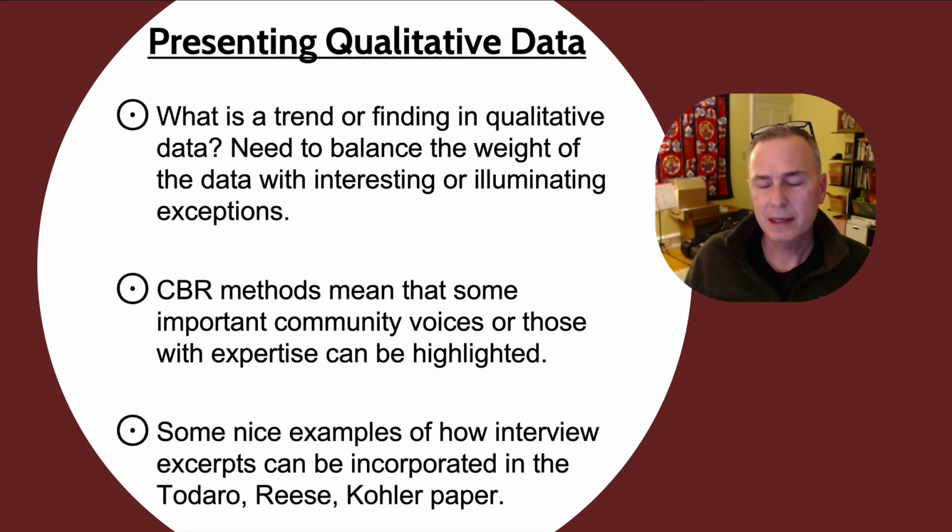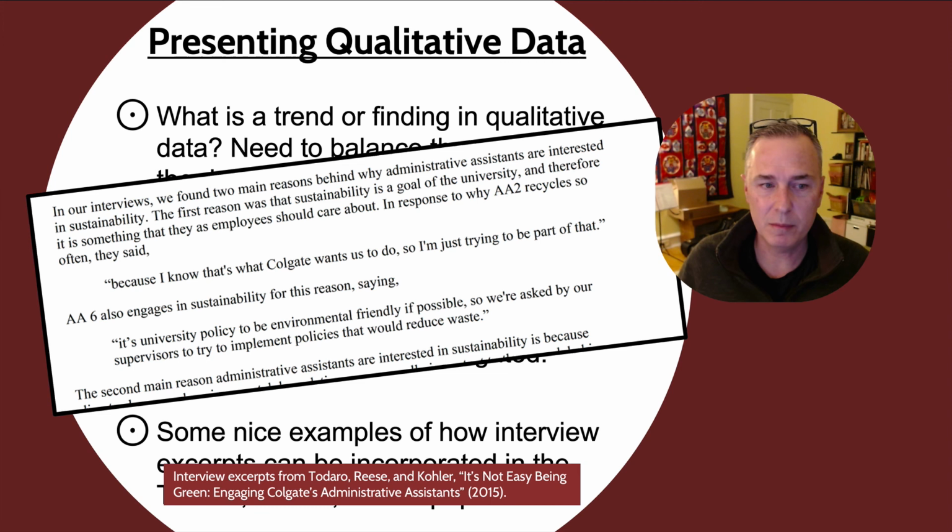Then in the end, I know I keep going back to the same paper, but I think they did a really good job of having a mix of quantitative and qualitative information in their study of administrative assistants. So let's see a couple more examples, in this case reporting from some of the interviews they did with administrative assistants. Here's one where they gave some data about why the administrative assistants do things, and what motivates them to do sustainable behaviors.